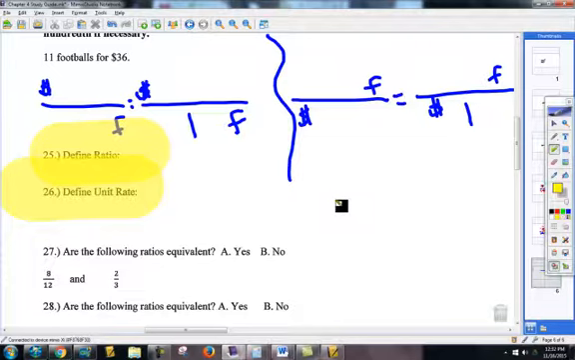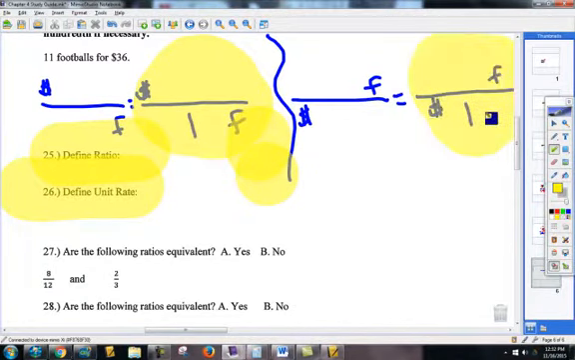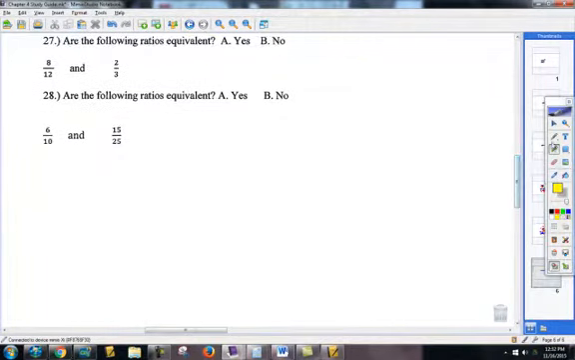A ratio is a comparison of 2 numbers by division. A unit rate, I'll accept 2 definitions. I will accept a ratio where the second term is 1. I will also accept the amount of something per 1 of something else. I will accept that. Okay? But I will not just accept per 1, as some of you asked me. I will not accept per 1. It's the amount of something per 1 of something else. So in this case, it's the amount of money per 1 football. Over here, it's the amount of footballs per dollar. Okay? Last one here, 28.